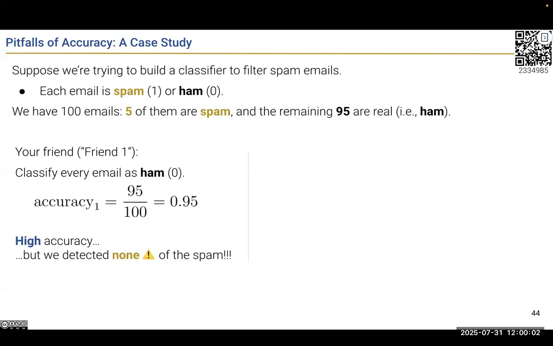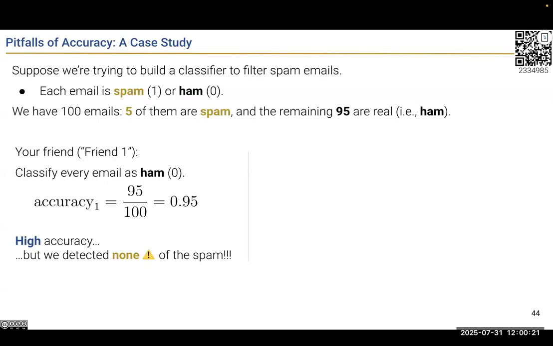Our purpose is trying to build a spam filter. And this filter, our classifier, has filtered none of the spams. This does not detect any of the spams, but you do have a high accuracy. But it doesn't do the job that we wanted.